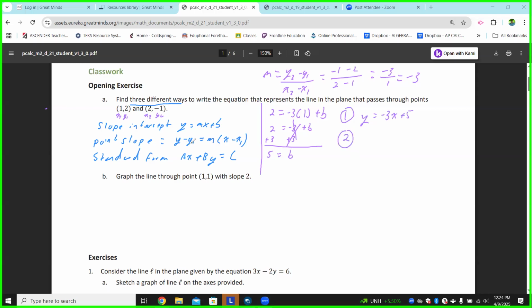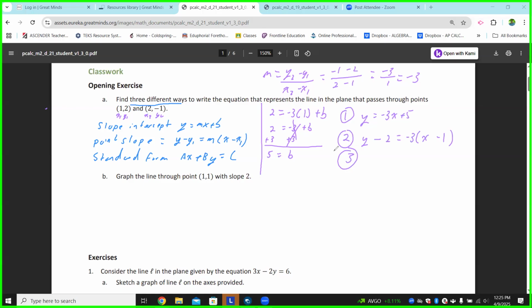Equation number 2, just pick a point. Again, you can pick the first point if you would like. How would you rewrite it in point slope form? Ooh, y minus y1. What would be y1? 2. Very good. Perfect. And if you actually work that out, that does go right back down to y equals -3x plus 5.